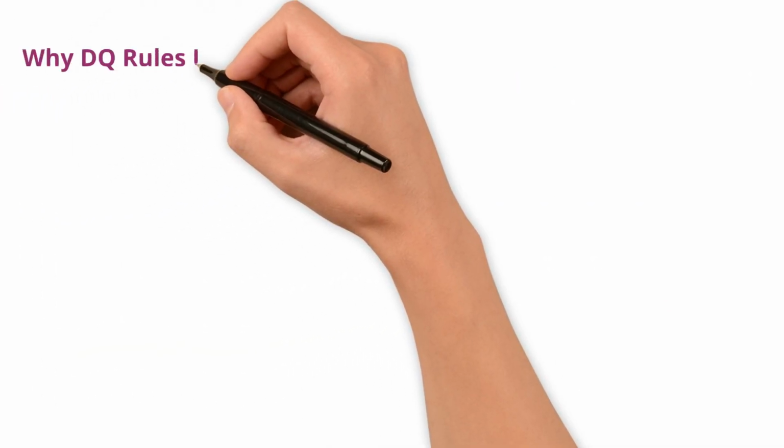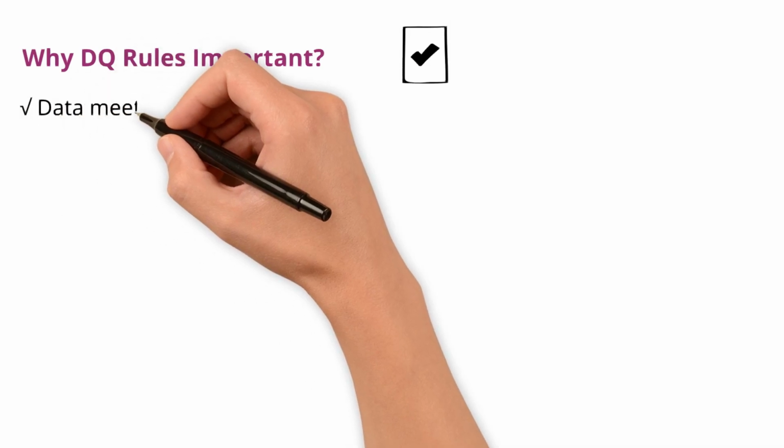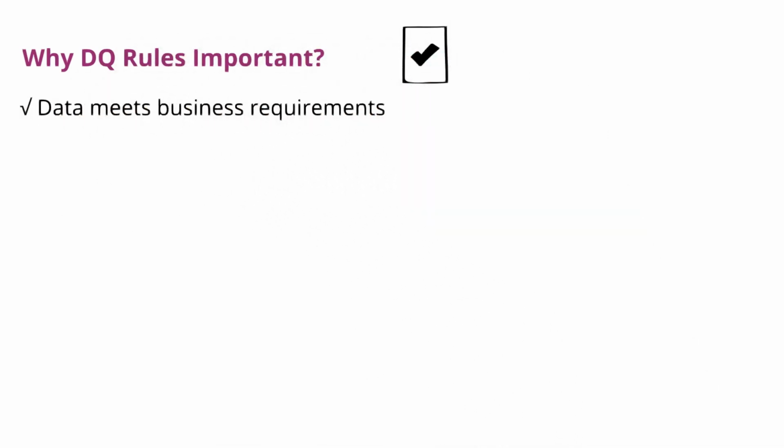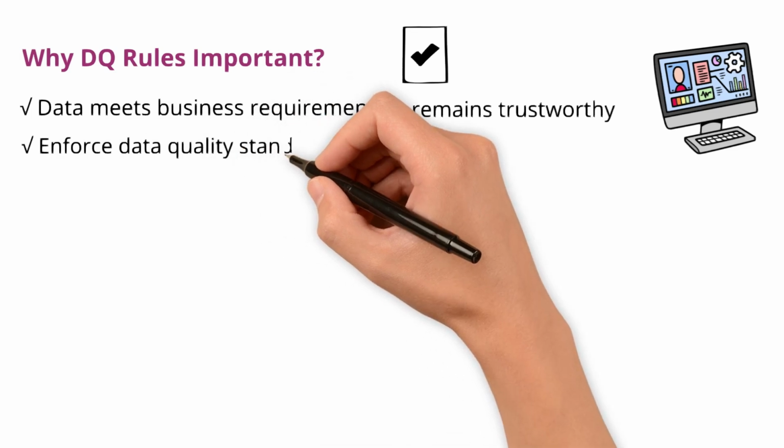Why are the DQ rules important? Because they ensure your data meets business requirements and remains trustworthy. Profiling helps us understand data characteristics, while DQ rules enforce data quality standards and checks.